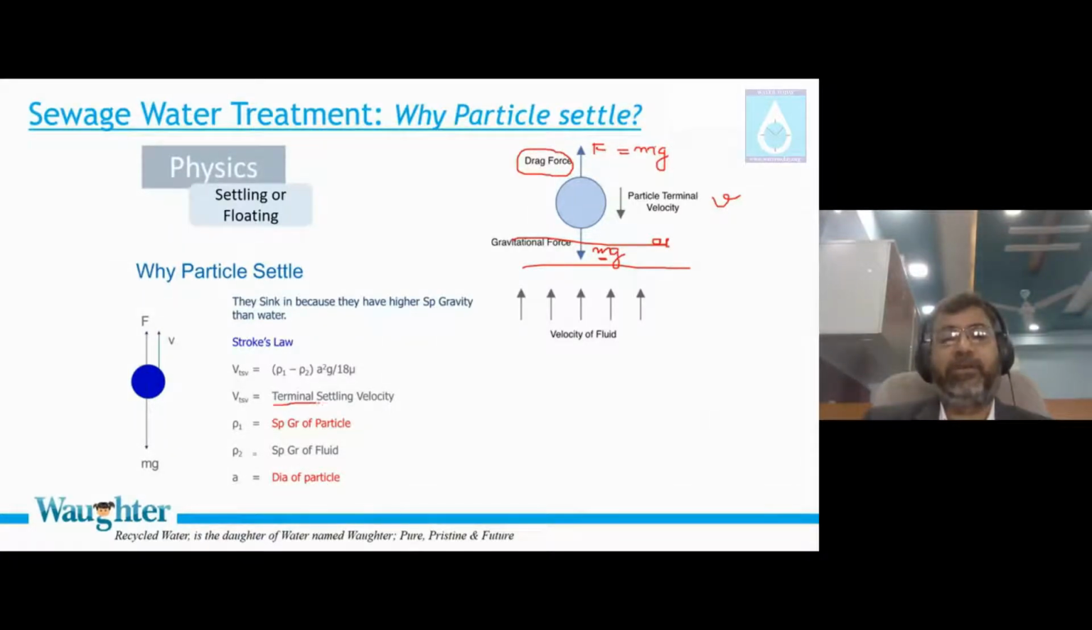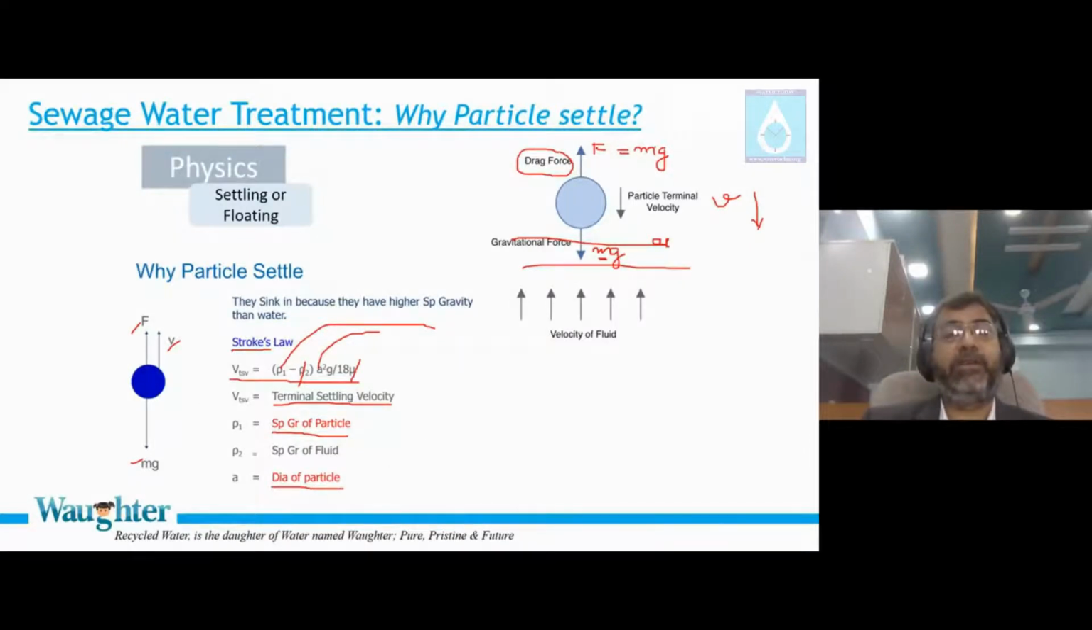This terminal settling velocity was studied by a scientist named Mr. Stokes, and he defined it by equating F and mg. You can see TSV is equal to (rho 1 minus rho 2) a squared g divided by 18 mu. What it says is that the velocity at which your particles will start settling depends largely upon two things: a, which is the diameter of the particle, and rho 1, which is the specific gravity of the particle. Nothing else, because rho 2 is fixed for water at a given temperature, mu is fixed, and g has long been fixed at 9.8. Nobody can change this. So rho 1, the specific gravity of the particle, is very important, and the second very important thing is the diameter of the particles.